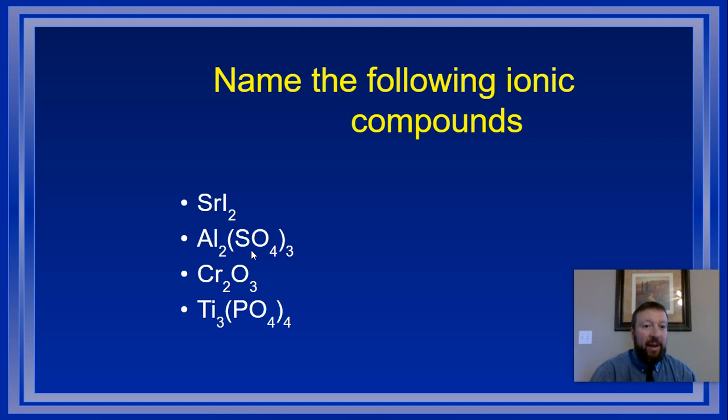If there are more than two, it's got to be on that chart of polyatomic ions. So you just name it for what it is. You don't worry about charges. So this is aluminum sulfate if I looked up what SO4 is.